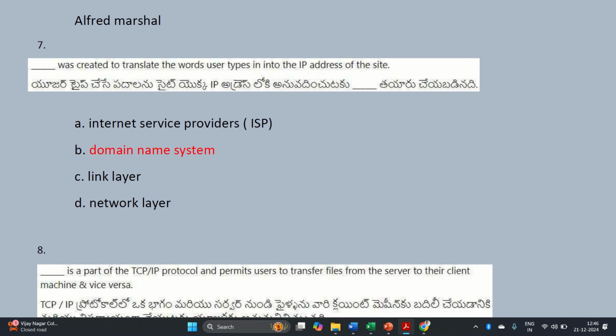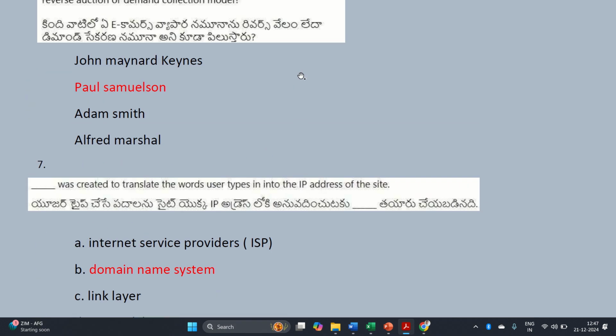How are domain names structured? Domain names are made up of labels separated by dots. For example, in the domain name forum.support.example.com, .com is the top level domain, example is the domain name, support is a subdomain, and forum is a subdomain of support. The domain name system was created to translate the words a user types into the IP address of the site. That is the domain name system.